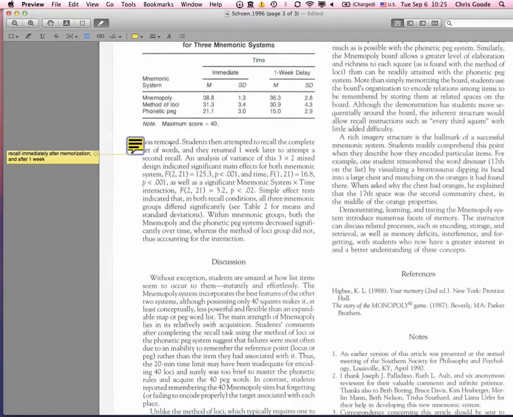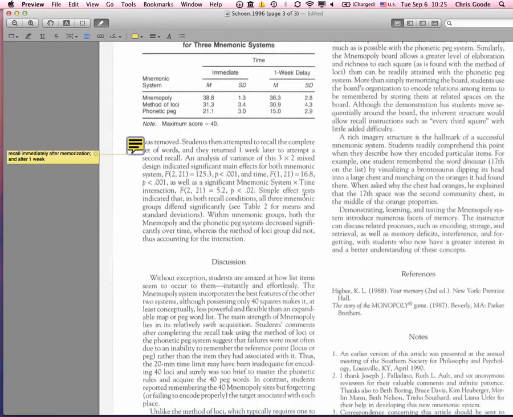An analysis of variance of this 3x2 mixed design, I have no idea what that means, because we haven't gotten to factorial designs in this class, and so you don't know what a mixed design is, but that's okay. All you need to know at this point is significant main effects for both mnemonic system, P is less than 0.001, and time, P is less than 0.001, as well as a significant interaction. I don't know what that means. I haven't finished the course yet. You will know what it means, but I don't know what that means yet. P less than 0.02.